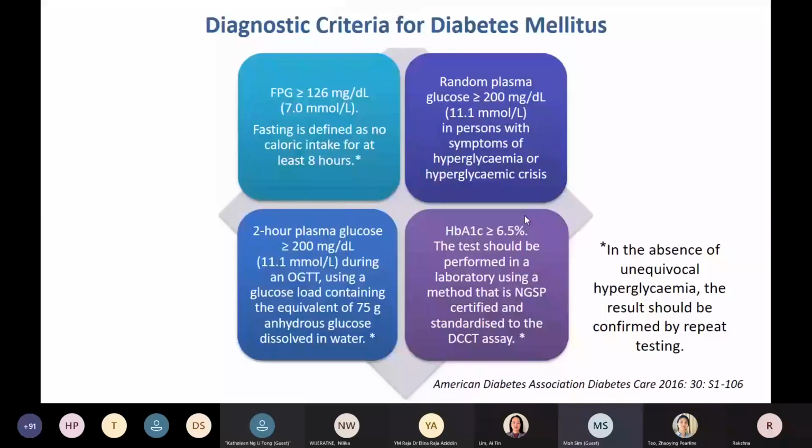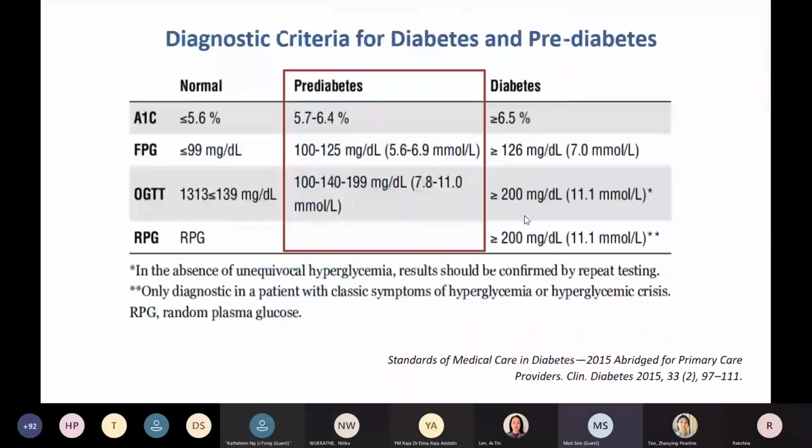There are also diagnostic criteria for prediabetes, and prediabetes actually represents this intermediate state between normal and diabetes. A patient is diagnosed as having prediabetes if the HbA1c is between 5.7 to 6.4%, if the fasting plasma glucose is between 5.6 to 6.9 millimoles per liter, and if the 2-hour postprandial glucose during OGTT is between 7.8 to 11.0 millimoles per liter.